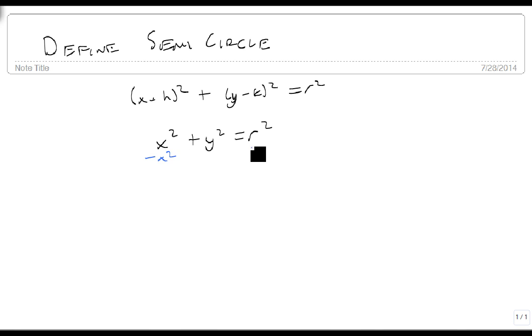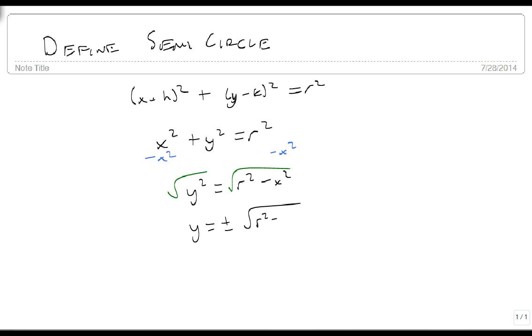And as we're looking at this, suppose we solve for y squared, so we're going to subtract the x squared from both sides. And we get y squared equals r squared minus x squared. And we're going to use the square root property to square root both sides so that y equals plus or minus the square root of r squared minus x squared, or y equals the square root of r squared minus x squared, and y equals minus the square root of r squared minus x squared.